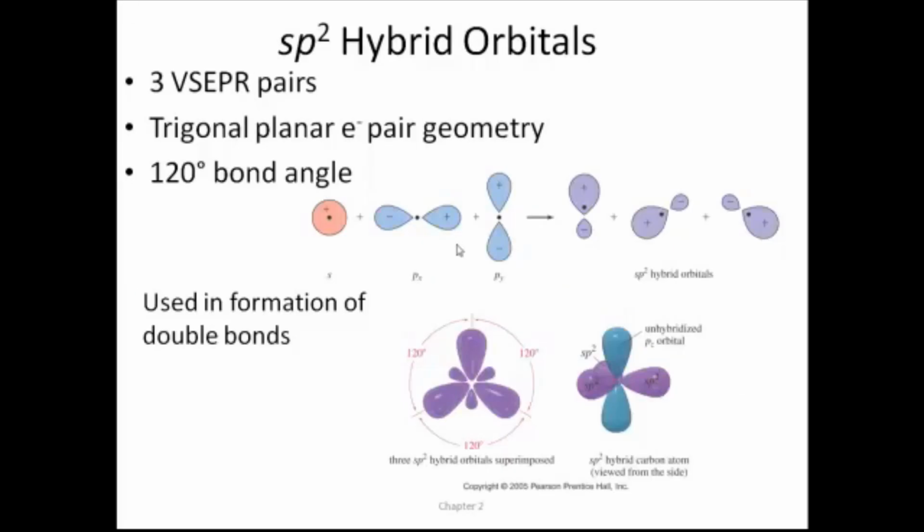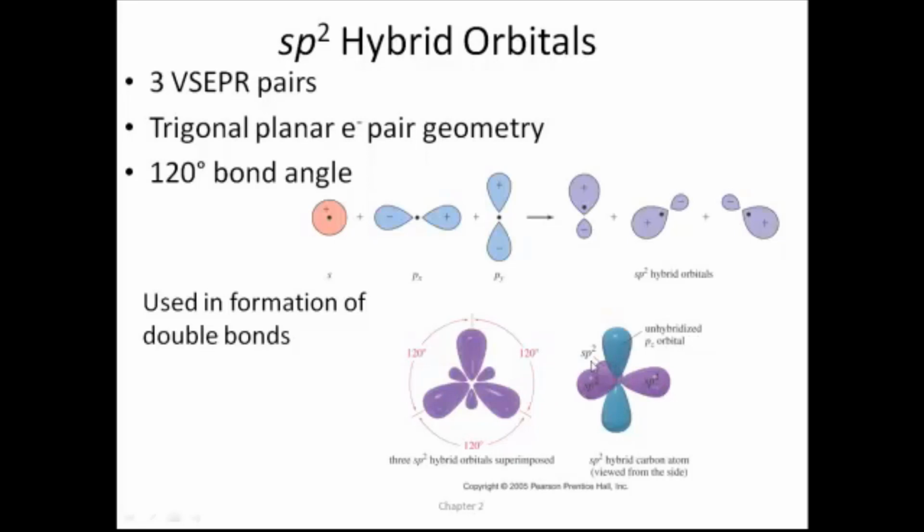sp2 hybrid orbitals involve 3 atomic orbital combinations. So we're looking for 1 s and 2 p orbitals. And what that means is we have 1 p orbital actually left over. So the 3 orbitals combine to form 3 molecular orbitals. Those molecular orbitals try to get the furthest away from each other as well. 120 degrees is the best that they can do. And so they form this sort of flat planar triangle structure around the center of a p orbital.